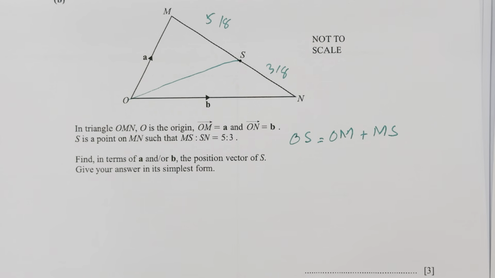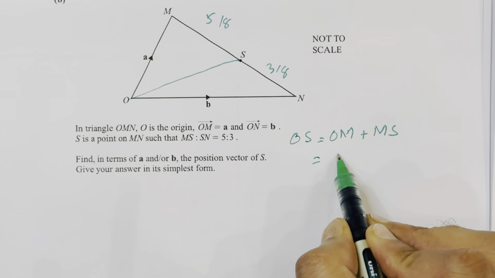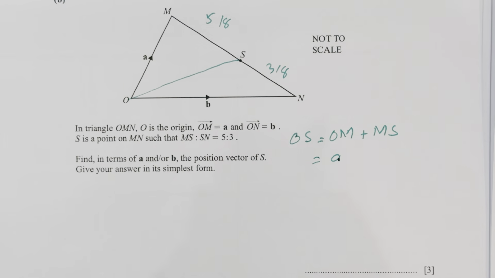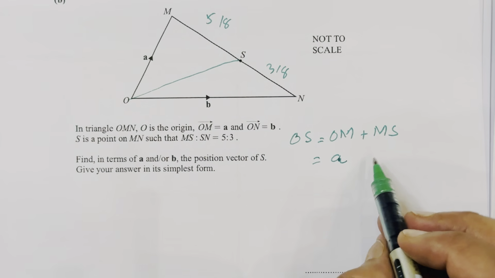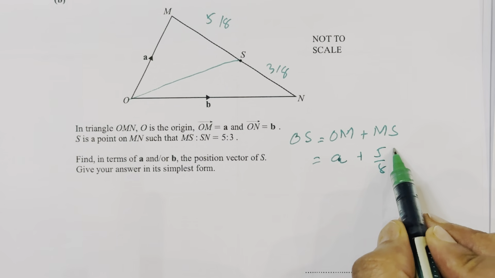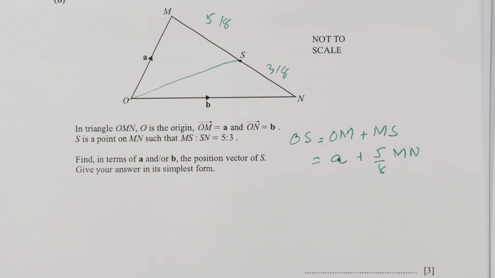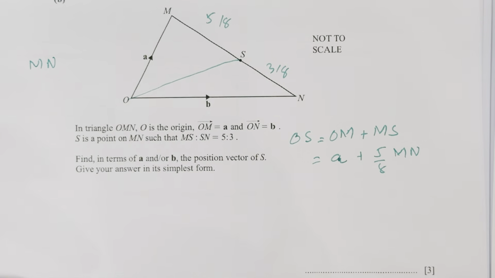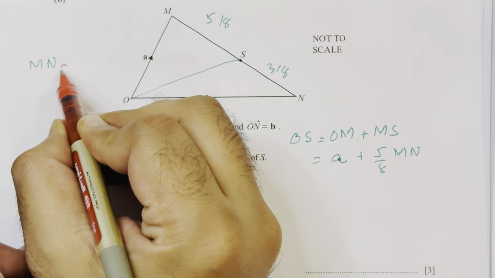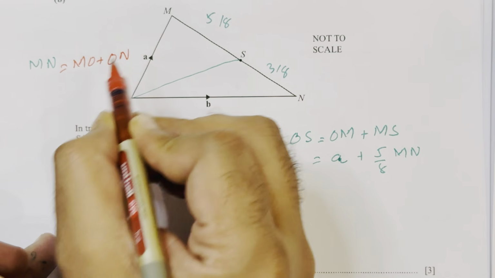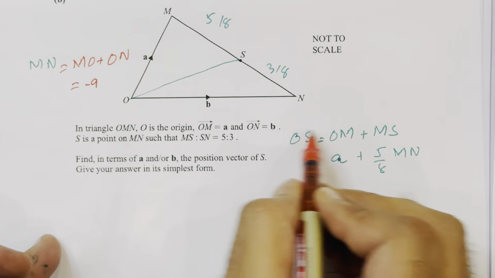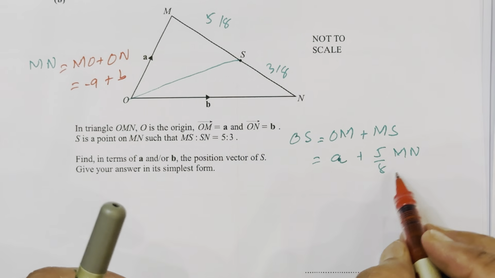Okay, we know that the value of OM is equal to A, and we need to find the value of MS. MS value is 5/8 of MN, but we don't know the value of MN. First we have to find the value of MN. I am writing MN to find it. MN would be equal to MO plus ON, and the value of MO is minus A and the value of ON is plus B. So we have to put this value over here.